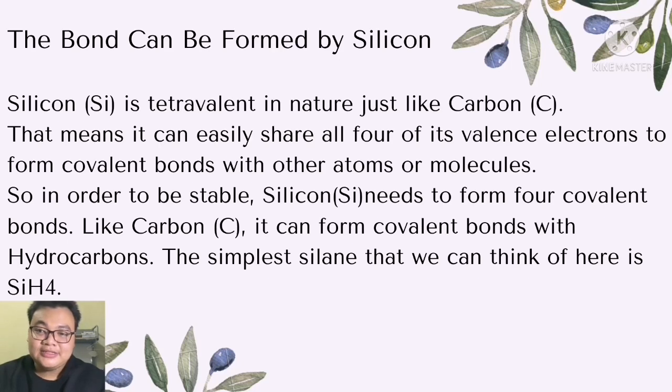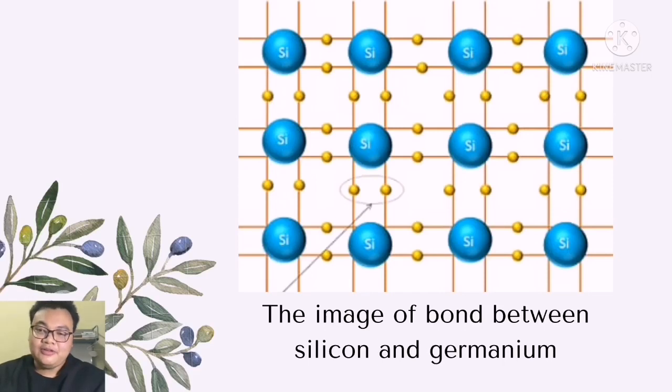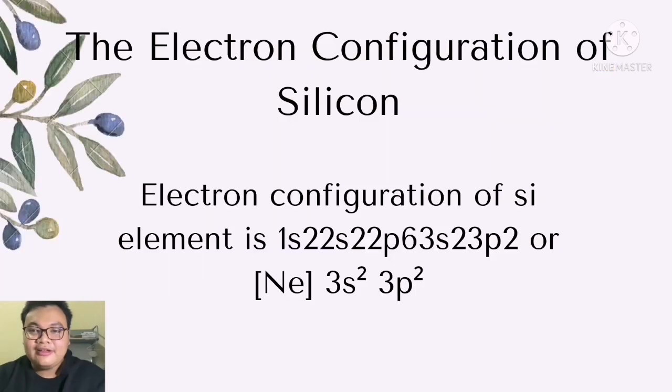The simplest silane that we can think of here is SiH4. This is an example image of a bond between silicon and germanium. The electron configuration of silicon is 1s2, 2s2, 2p6, 3s2, 3p2, or [Ne] 3s2 3p2. That's all. Thank you.